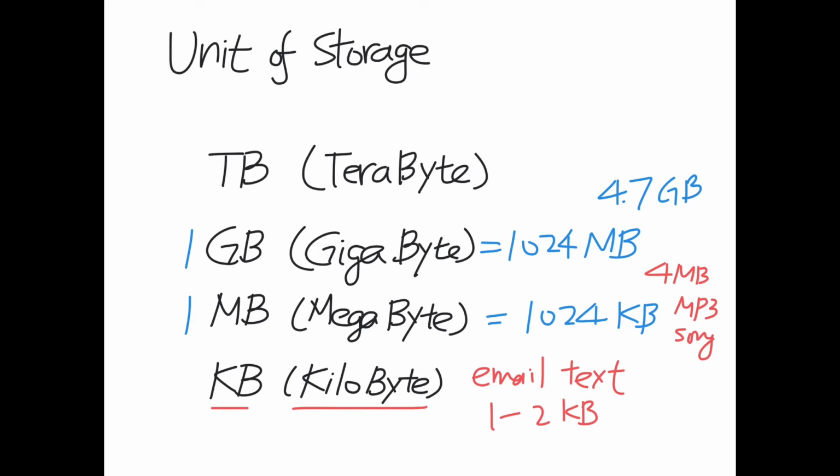Finally, we have an even bigger storage unit called TB, terabytes, and 1 terabyte equals 1024 gigabytes. For example, nowadays, the hard disk has a typical storage of 2 TB.